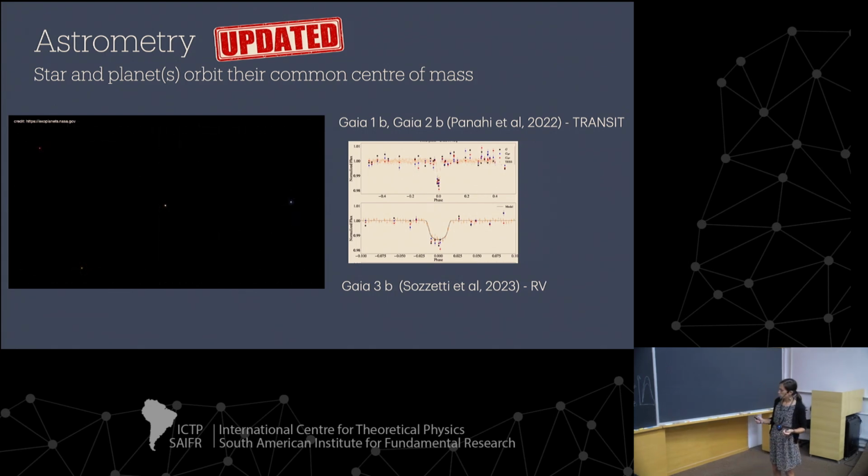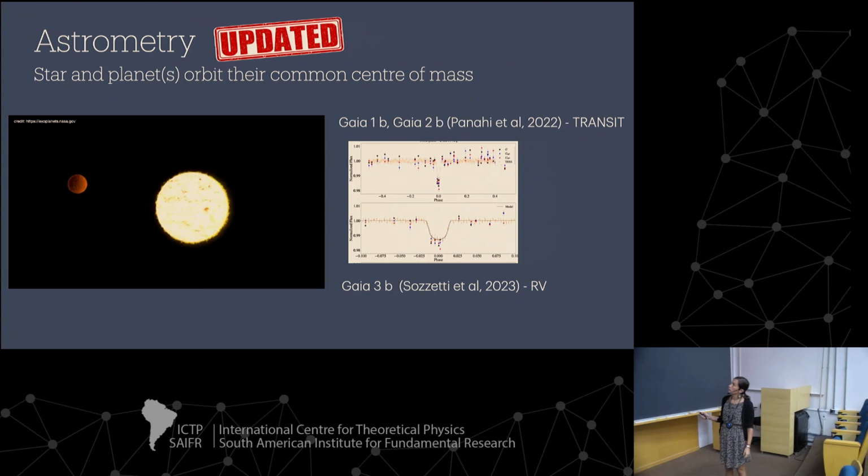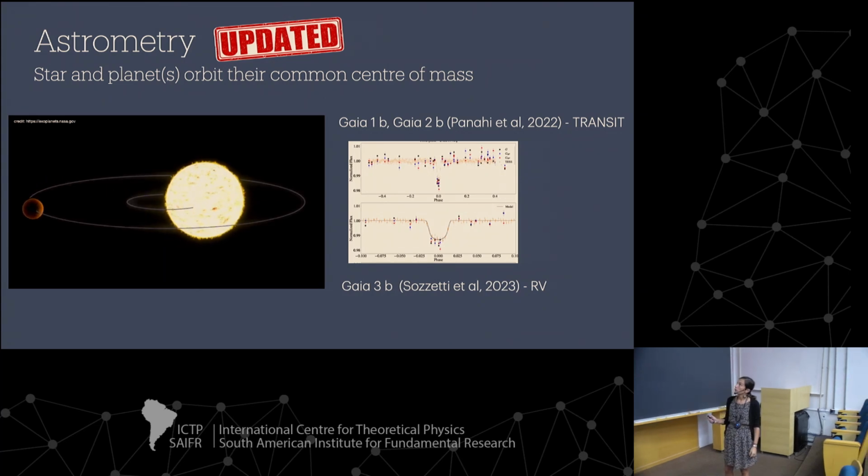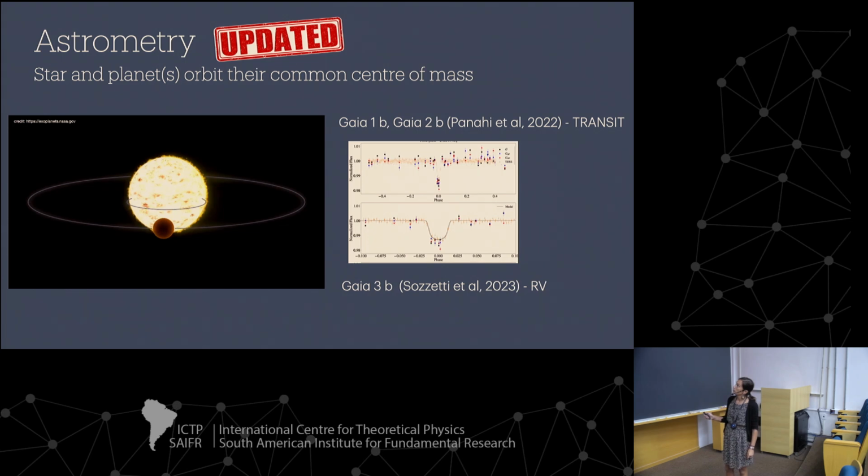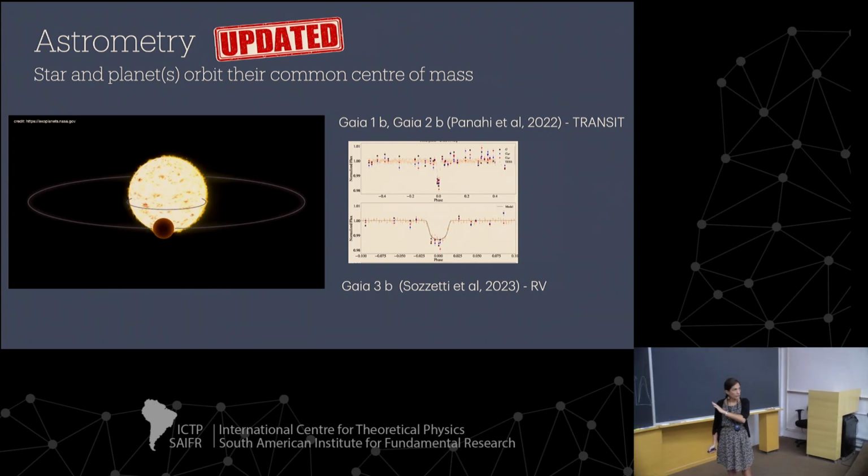So the first two were Gaia-1b and Gaia-2b, and it was confirmed they were transit detections. Here you have the three different bands of Gaia, the G band, the GBP, and the GRP. And basically what you see is it actually detecting the transit. So this was a detection by Gaia, an astrometry observatory, but it was through photometry, through transit.